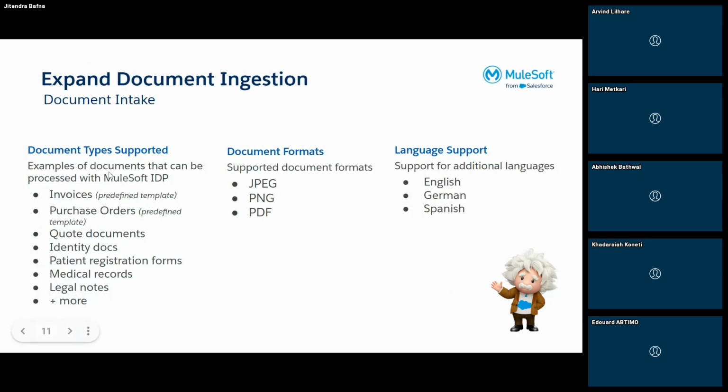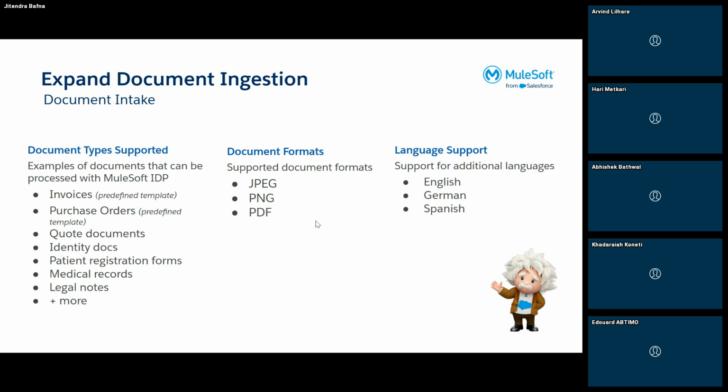Okay, so these are some of the document types supported. For invoice and purchase order, we have a predefined schema and a predefined template. It also supports other generic documents, which I am going to show in today's demo. For example, medical report, patient registration form, identity document, and others.